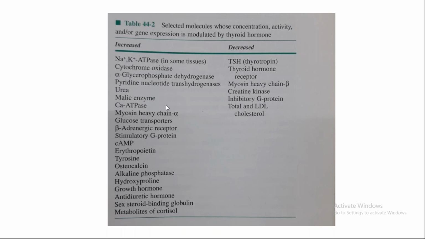This I have already explained system-wise. Myosin heavy chain, that is called alpha. Glucose transporters, beta adrenergic receptors. Then stimulatory G protein, cyclic AMP, erythropoietin, tyrosine, osteocalcin, alkaline phosphatase, hydroxyproline, this is for bone development, growth hormone, antidiuretic hormone, sex steroid binding globulin, metabolites of cortisol, and thyroid hormone is suppressing the activity of the thyroid stimulating hormone, thyroid hormone receptor, myosin heavy chain for beta, creatinine kinase, inhibitory G protein, total and LDL cholesterol.